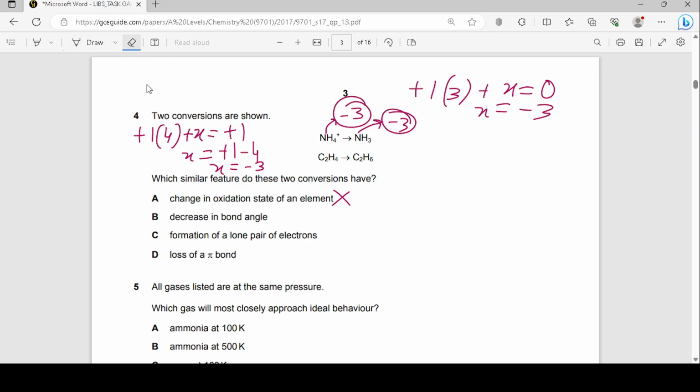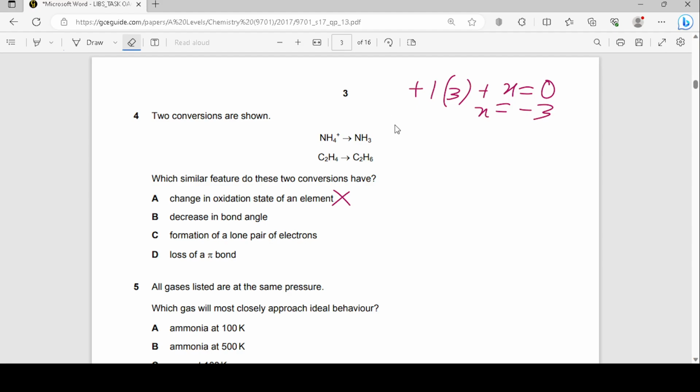So that means that both these conversions definitely... I didn't check the second one, but from the first one already I can tell that it doesn't change in oxidation state. So which similar feature do these two conversions have? Both of them should have it, so A is definitely wrong. Now the second option is decrease in bond angle. So let's determine the bond angles.